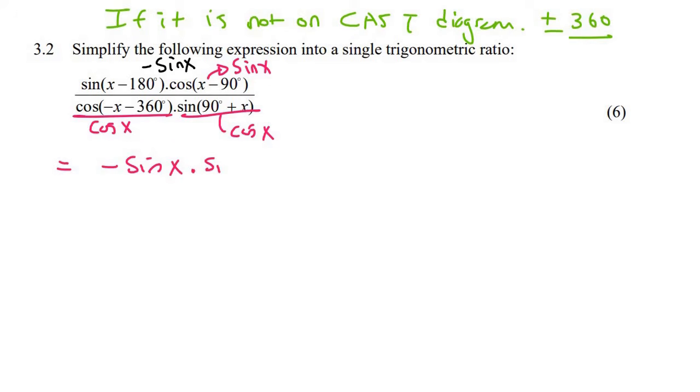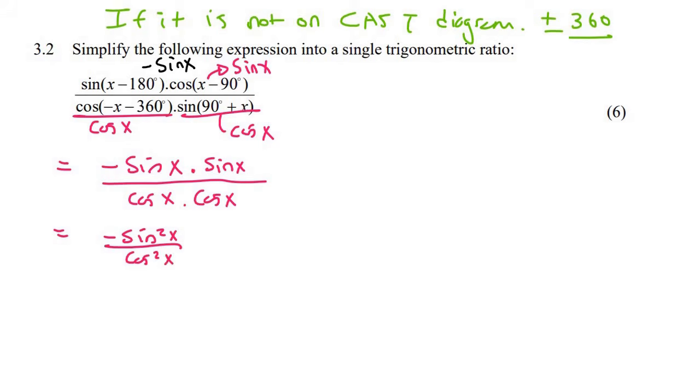And then the next part became sin x. And then at the bottom here, we've got cos x and then cos x. Okay, so we're going to have at the top negative sin squared x, and at the bottom cos squared x. And so sin over cos is tan, and so if you have a square, that's okay. It just becomes negative tan squared of x.